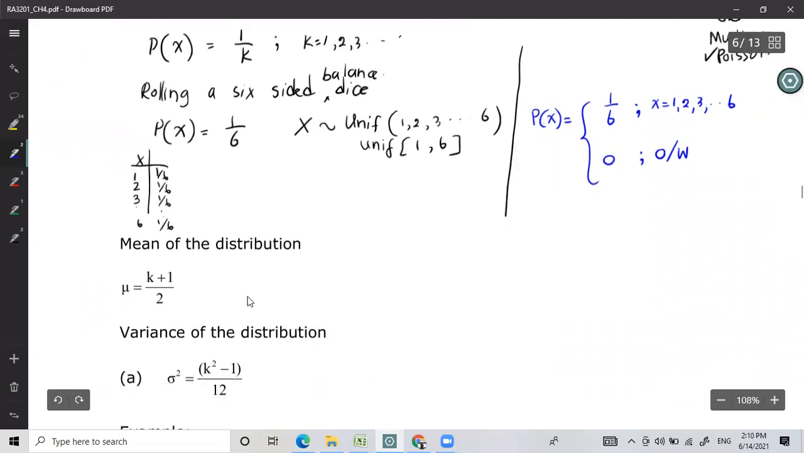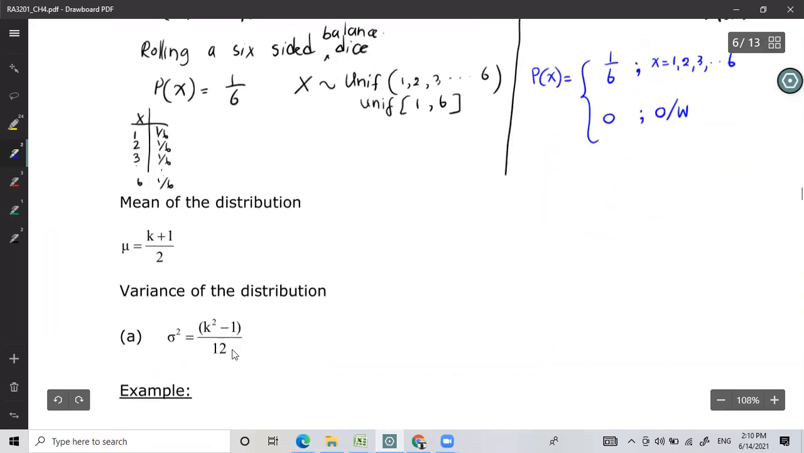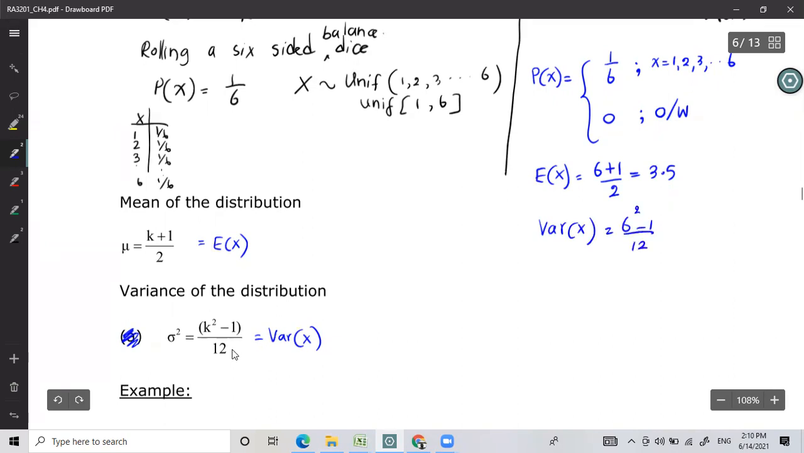And then the mean and the variance of the distribution, here are the equations, so you can easily find them. So in this case, what is the mean? This is the E(X), this is the Var(X). If you use this equation, if you roll a dice, your expected value will be what? (6 + 1)/2. Why? Because k is now 6. We have 6 possible outcomes. 7/2 is 3.5. What is the variance of X? (k² - 1)/12. That is (6² - 1)/12, 36 - 1 is 35/12.